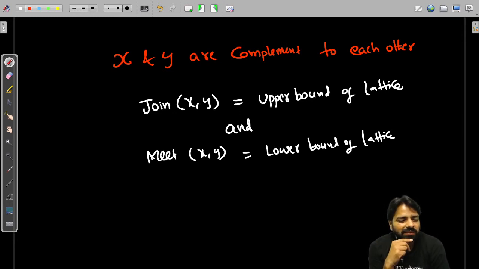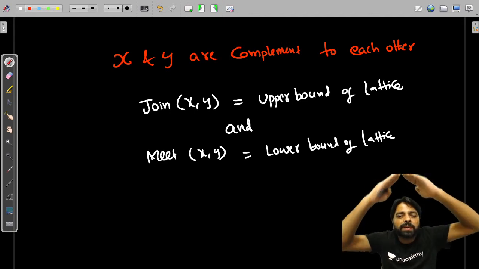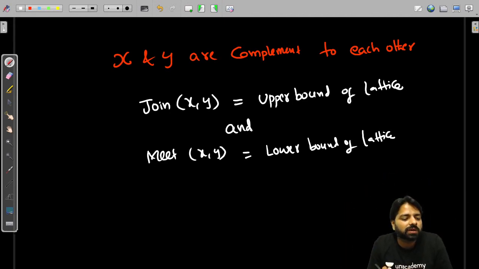Clear this point? Understand this first. If two elements are complements of each other, their join should go to the upper bound, and their meet should go to the lower bound.